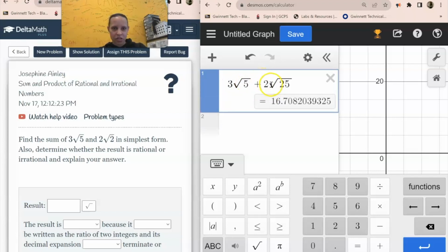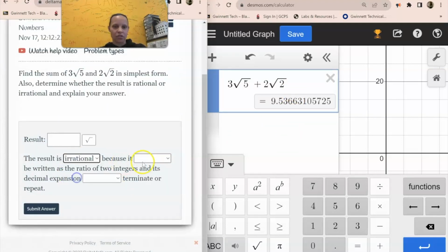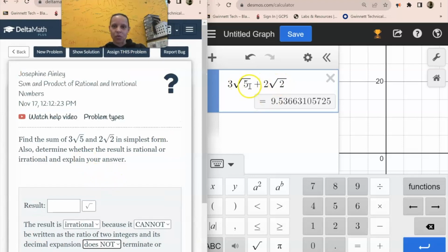So sum is still addition, and 2 radical 2. Let's see. All right, see, this is not rational. So I already can tell you the result is irrational because it cannot be written as a ratio. It does not terminate. But we have to know what that answer is, right? So that's what we're working out.